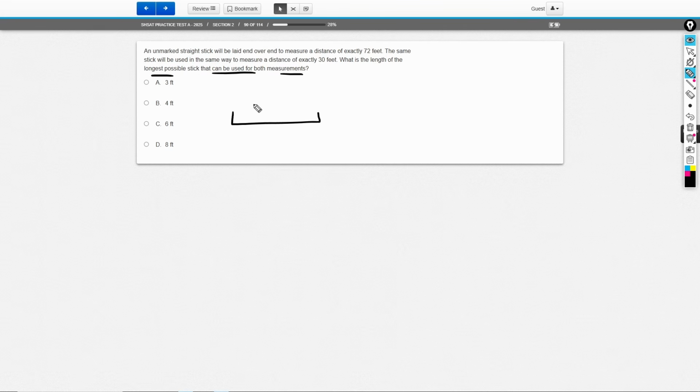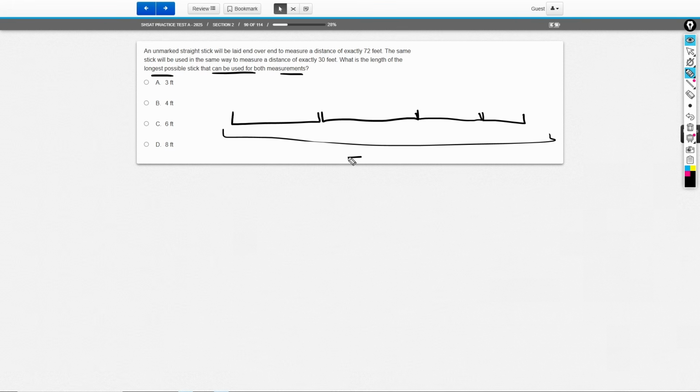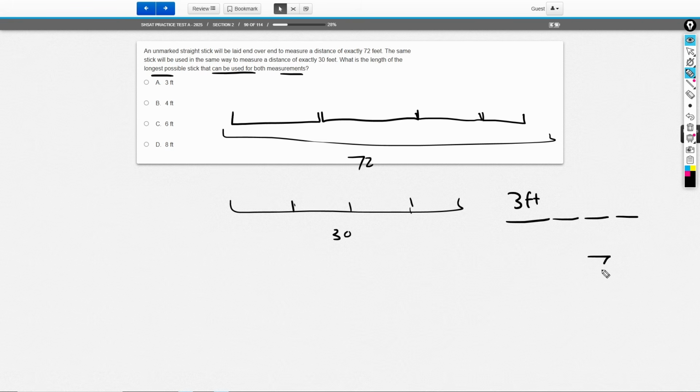So essentially, we're looking at the stick, and we're laying it end to end the same distance the whole time until we cover a total distance of 72 and then a total distance of 30, right? So essentially, the length of my stick has to be able to evenly fit into both of these numbers, or else we wouldn't be able to measure that distance. We'd have to break the stick in half. So if our stick is 3 feet long, can a 3-foot stick be placed end to end in order to add up to 72?